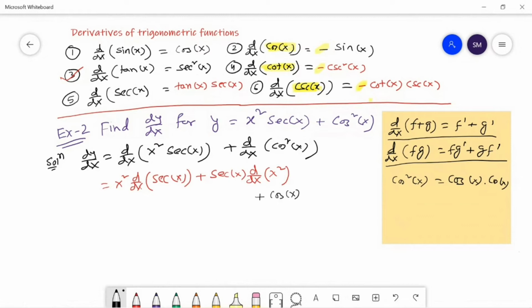For the derivative of cosine square x, we can use the product rule. We can write it as cosine x, derivative of cosine x, plus cosine x, derivative of cosine x.